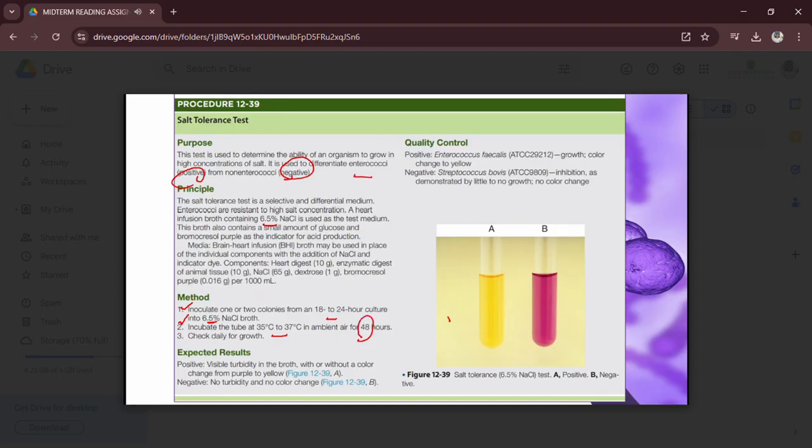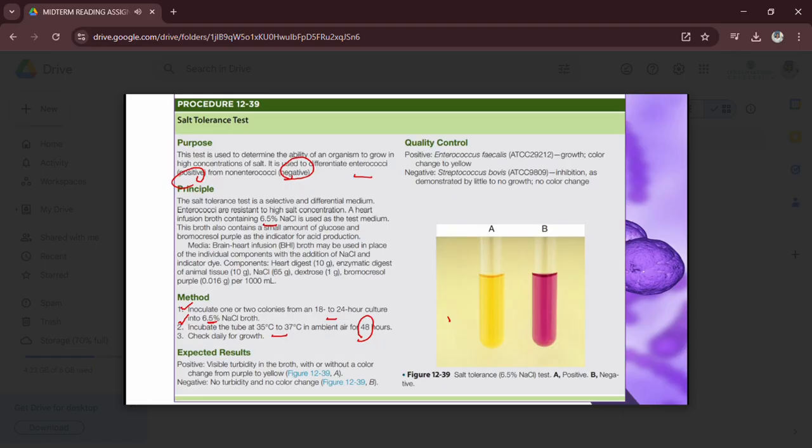Now, all enterococci of group D will produce heavy growth sa 6.5% sodium chloride broth. But your S. bovis will not grow in this culture media. So, this test will provide us with a good method for differentiating your organisms of the group D. Again, pag positive yung result, ibig sabihin may mabubuhay. So, indication that there is bacterial growth in our sample ay merong turbidity.